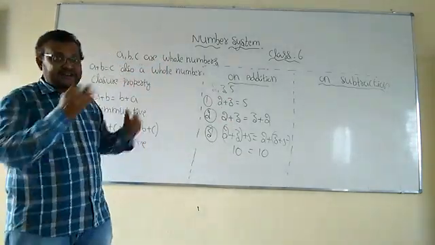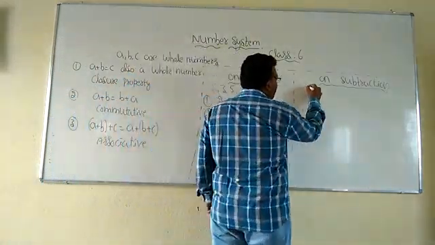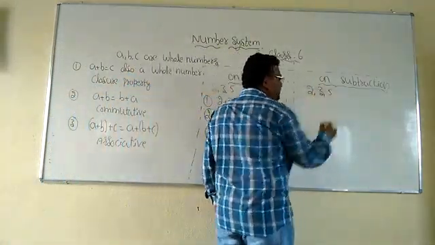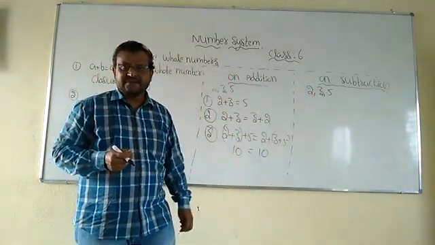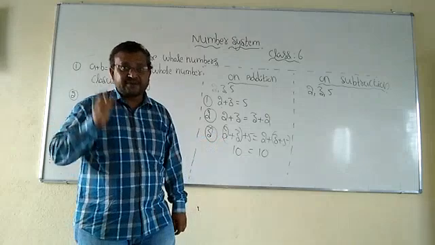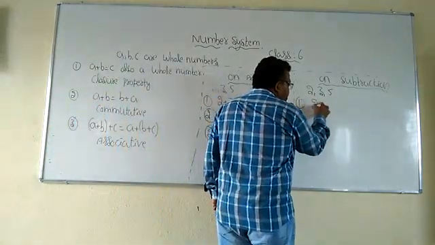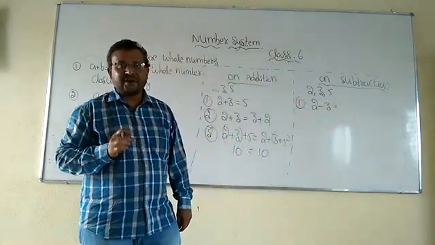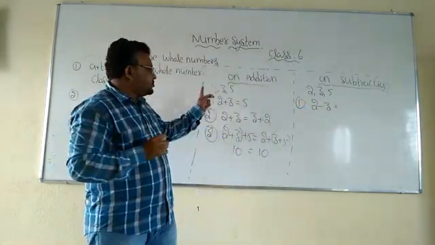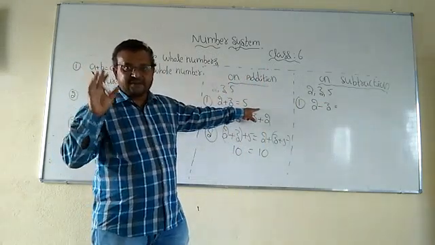And what about subtraction? Same numbers, take the example 2, 3, 5. So I took three whole numbers. You may take any three whole numbers. I will check for the closure property. I will subtract the first two, so 2 minus 3. 2 and 3 are whole numbers.